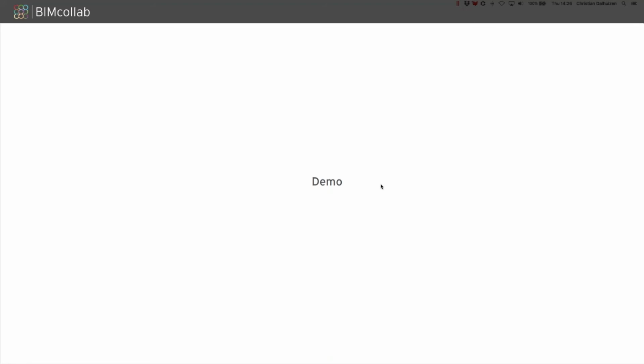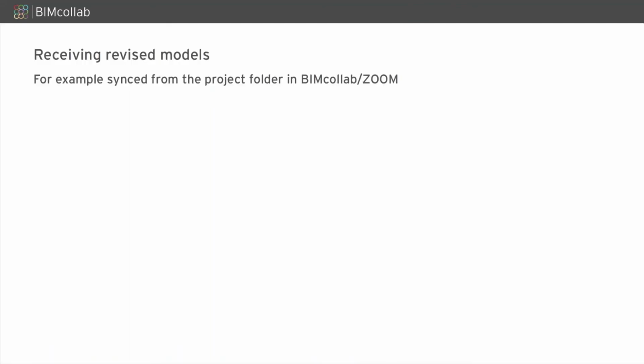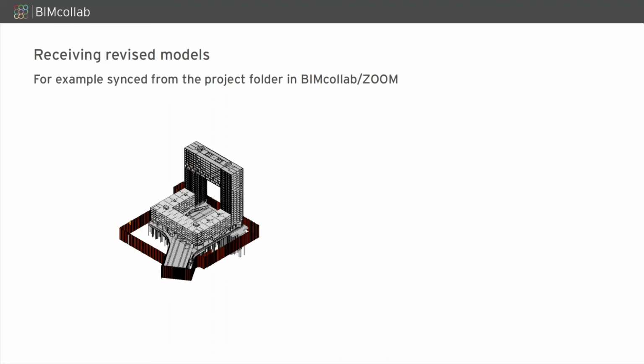So for the next part, I would like to address a very important topic, which is what comes after finding these clashes. So we have found them, we assigned them to issues and to people on the project. But of course, the goal of clash detection is to improve our models, to create better models. So we need to have a system in place that can trace these clashes when rework comes in. So for this part, I would like to show you the process of receiving revised models.